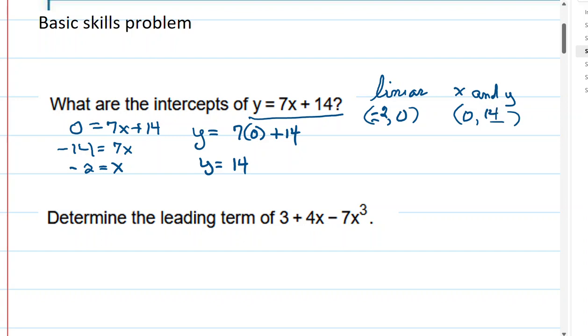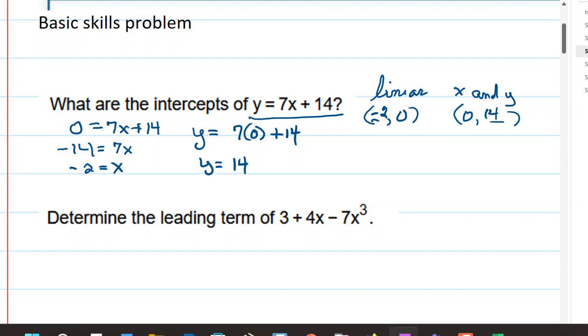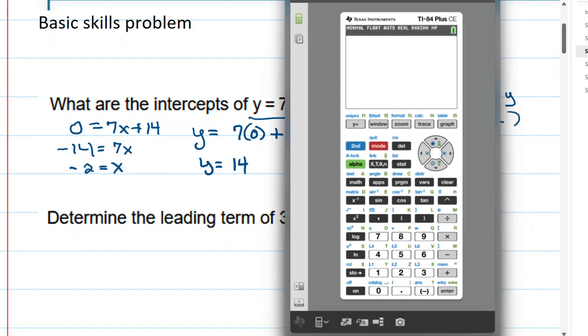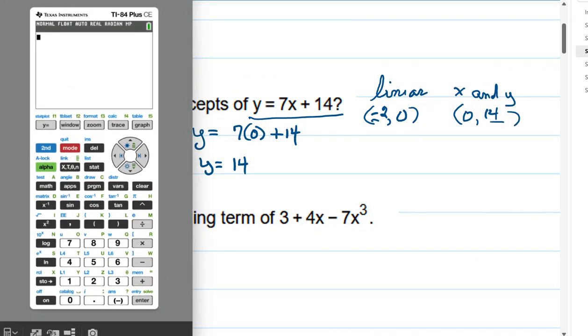All right. Well, we want to verify our answer. And we want to get practice on our calculator. So I'm going to enter my function. First, I'm going to erase what I had in there. And I'm going to enter the 7. X is the second row, second key. And we're going to put the plus 14. And we're going to hit zoom 6 for a standard window.